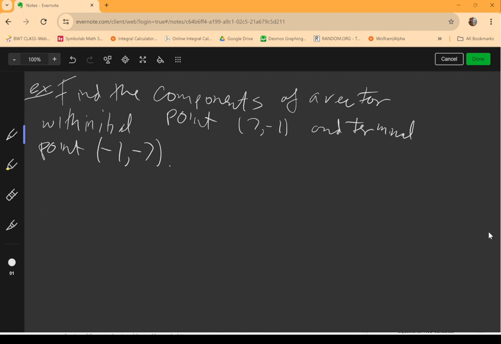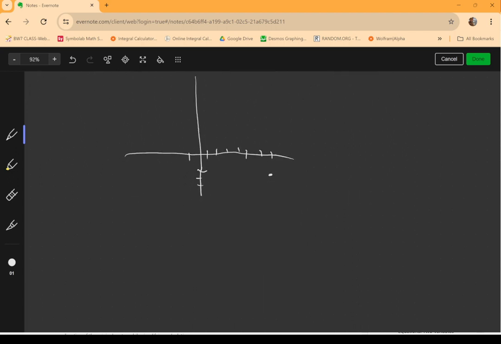Okay, so in this example, it says find the components of a vector with initial point 7, -1, and a terminal point of -1, -7. So here we go 1, 2, 3, 4, 5, 6, 7, and -1. So this is our initial point, and the terminal point of -1, -7.